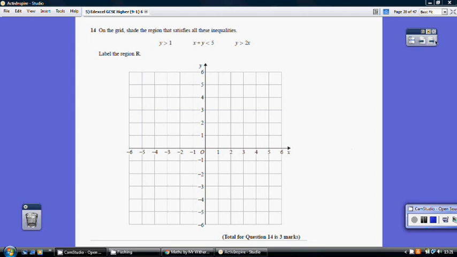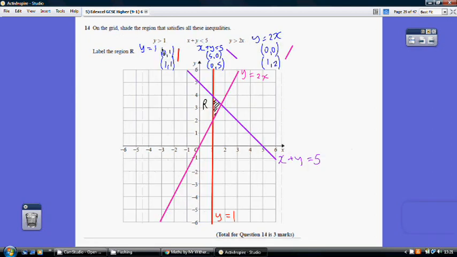Question 14. So to shade the region, I'm going to first of all have to draw the straight lines underpinning these inequalities. I want to draw the line y equals 1, the line x plus y equals 5, and the line y equals 2x. Now these are all straight lines, so I just need a couple of points on each of these lines. So y equals 1, be careful, I just need all the points where the y coordinate equals 1, for example 0, 1 or 1, 1.